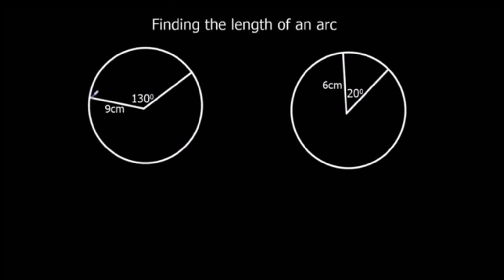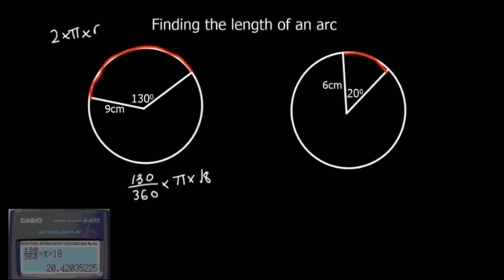So we're going to work out again the minor arc, this length and this length. We've got 130 degrees in this question. Again, 130 out of 360. That's our fraction of the circumference we want, and it's of the whole circumference, which is pi times the diameter, which is 18. You could, of course, use 2 times pi times the radius here instead, it gives you the same answer. That's what we're going to type in the calculator, and that's going to give us 20.4 centimeters to 1 decimal place.